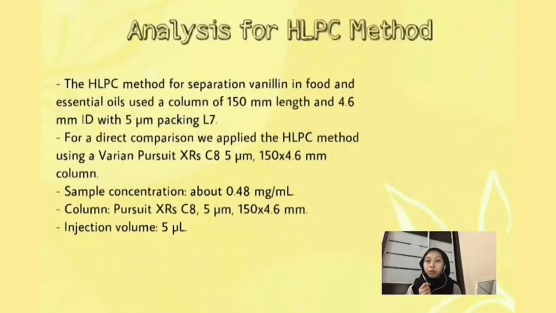On this slide, we will talk about the HPLC method that has been used for the separation of vanillin in food and essential oils. The HPLC method for separation of vanillin in food and essential oils uses a column of 150 mm length and 4.6 mm ID with 5 micrometer packing L7. For a direct comparison, we applied the HPLC method using a Varian Pursuit XRS C8 5 micrometer, 150 times 4.6 millimeter column.